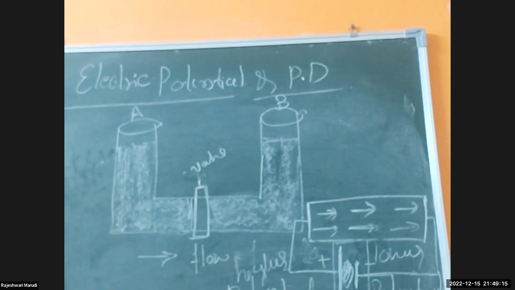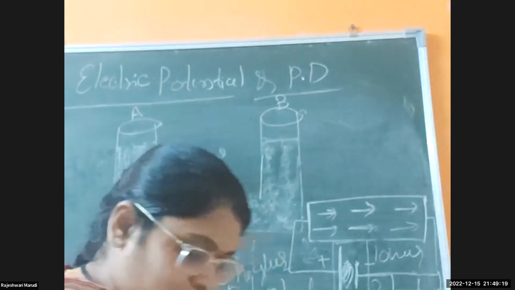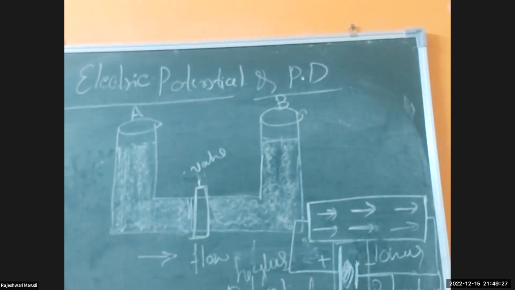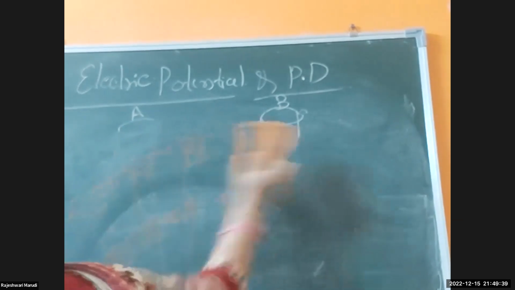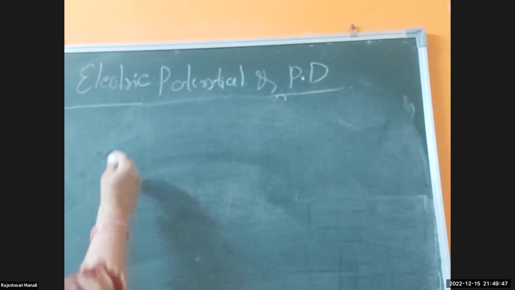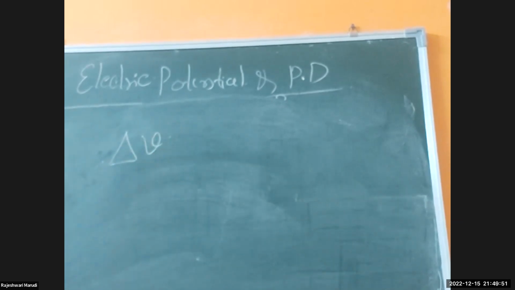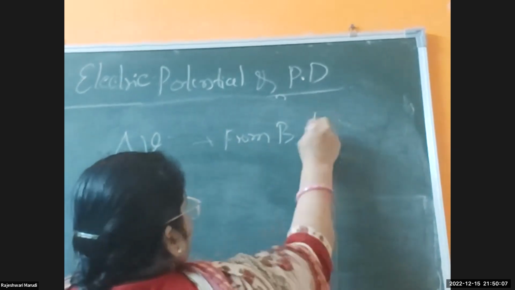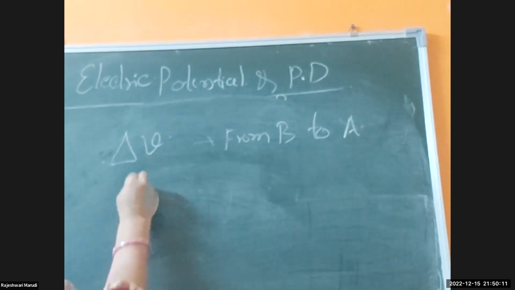Now, how can we define the electric potential difference? The electric potential difference between any two points A and B is defined as the work done per unit charge in moving a unit positive charge from point B to point A. So the electric potential difference is represented by delta V.